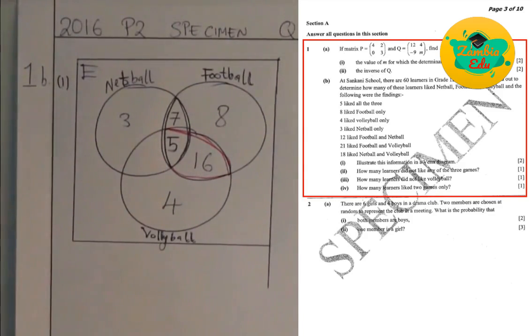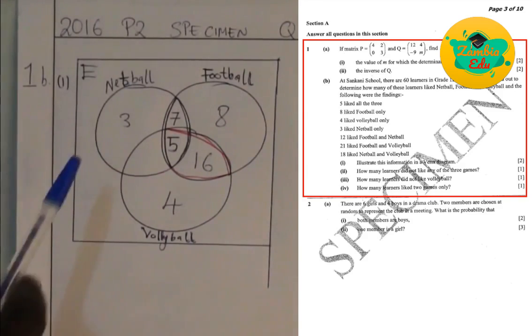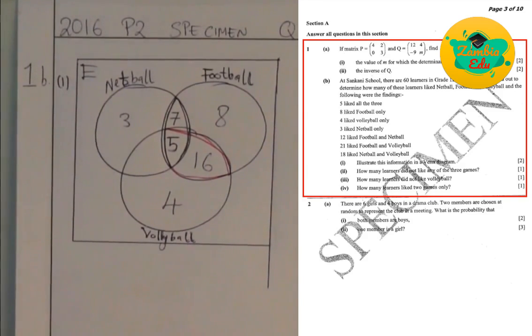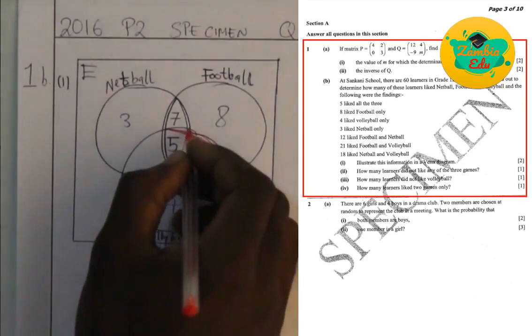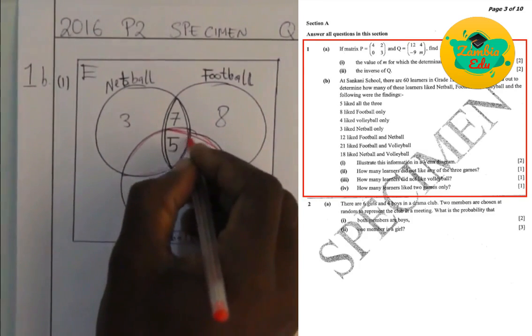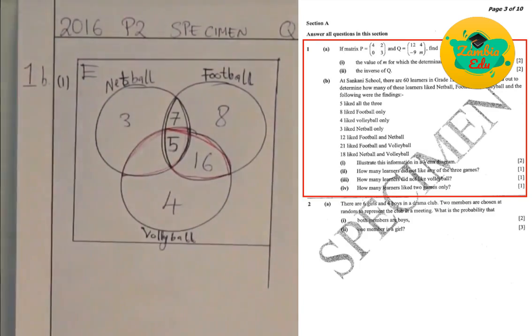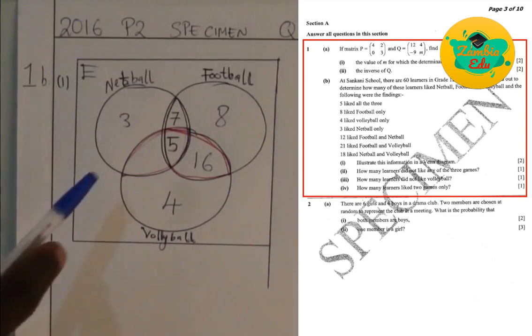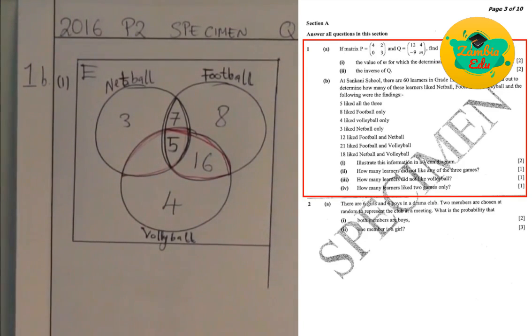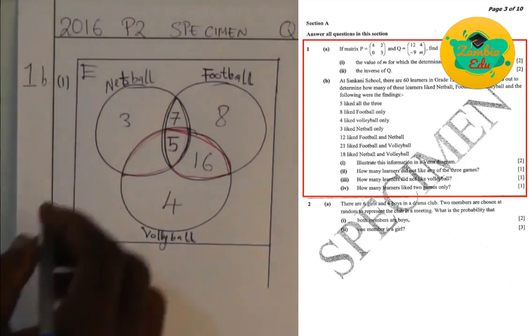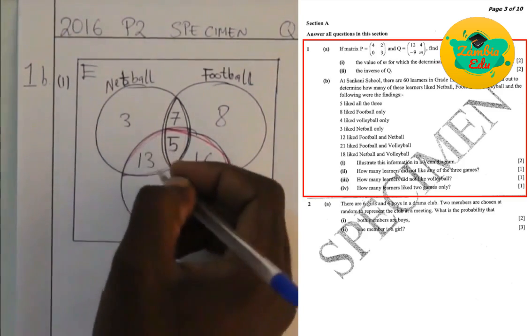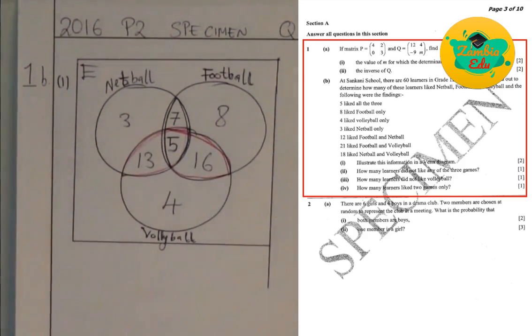And then the last part, they said 18 liked netball and volleyball. So the intersection for netball and volleyball is this one. This is what we are considering. That's the intersection for netball and the volleyball. So it's 18, that's the total that we have. So 18 take away 5, you get your answer being 13 in that way.